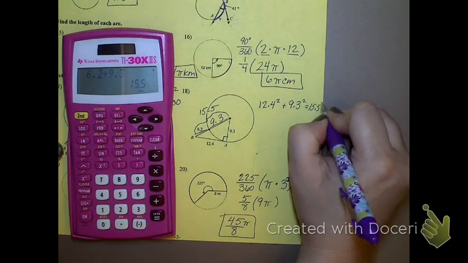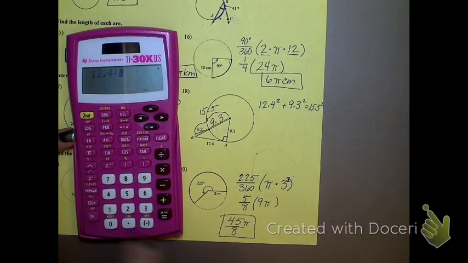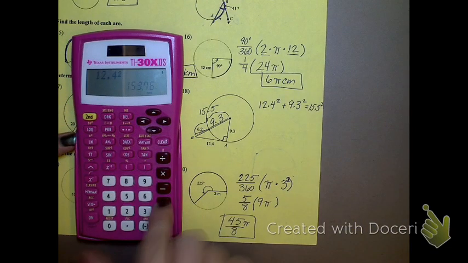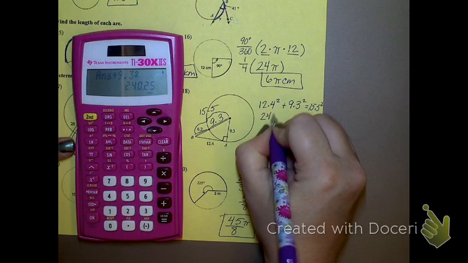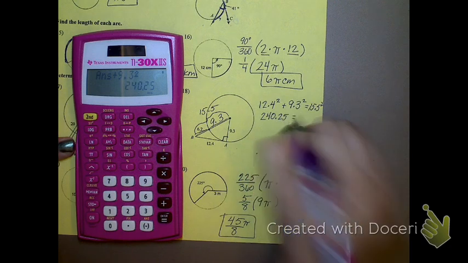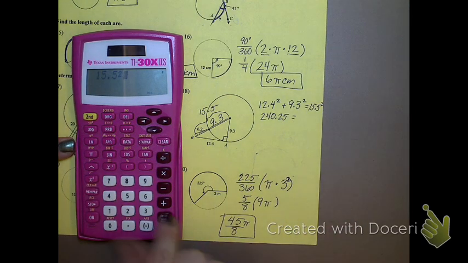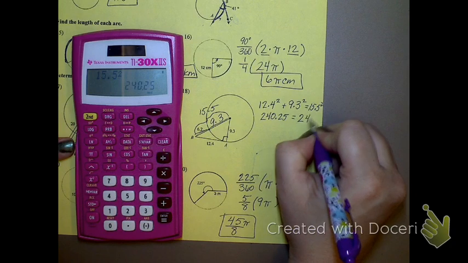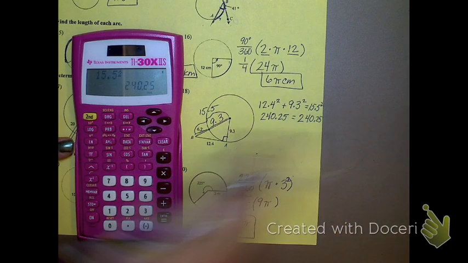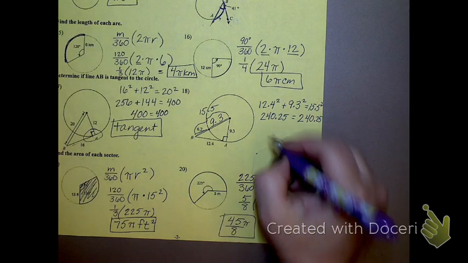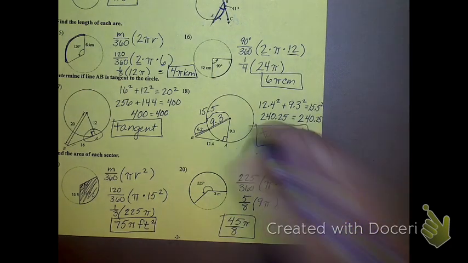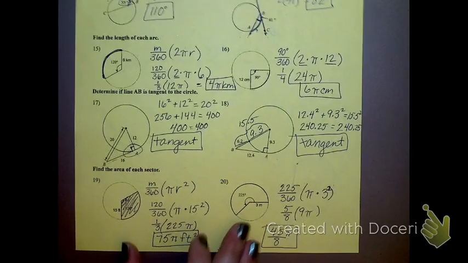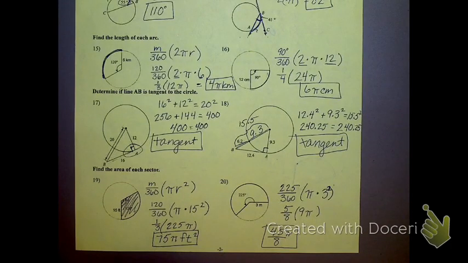So I want to see, does this equal 15.5 squared? So let's see, 12.4 squared plus 9.3 squared gives me 240.25. Does that equal 15.5 squared? Sure does. What does that tell me? What did I just prove? Yes, it is tangent. Okay? Again, if the Pythagorean theorem didn't work, that means it's not a right triangle and it is not tangent. Okay? All right. Happy studying.